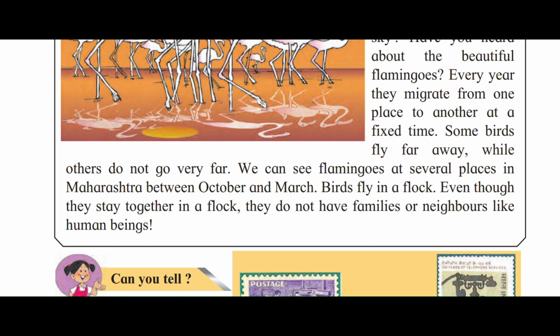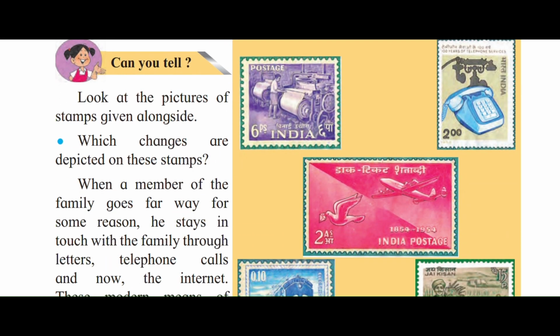Birds fly in a flock. Even though they stay together in a flock, they do not have families or neighbors like human beings. Can you tell? Look at the picture of the stamps given alongside. Which changes are depicted on these stamps?